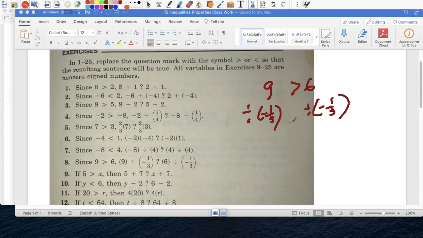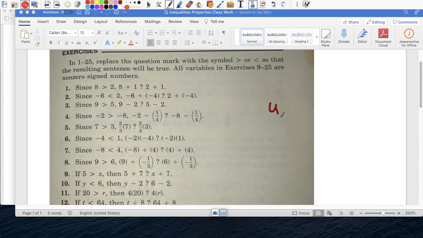Again, I don't really care what the result of the division is, but whatever number I have here and whatever number I have there, it's not going to matter. I need to reverse the sign, because this number over here is going to be the greater one compared to that number. So the sign has to be reversed. Anytime you multiply or divide by a negative number, you have to reverse the sign. That's basically what we're doing.